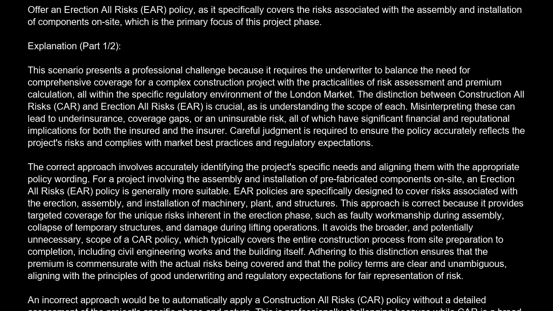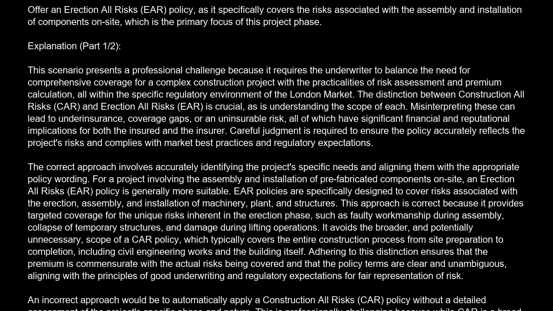plant, and structures. This approach is correct because it provides targeted coverage for the unique risks inherent in the erection phase, such as faulty workmanship during assembly, collapse of temporary structures, and damage during lifting operations. It avoids the broader and potentially unnecessary scope of a CAR policy, which typically covers the entire construction process from site preparation to completion, including civil engineering works and the building itself.